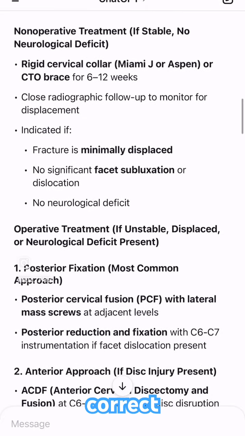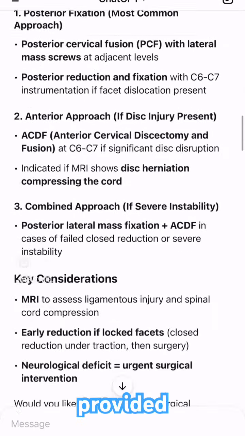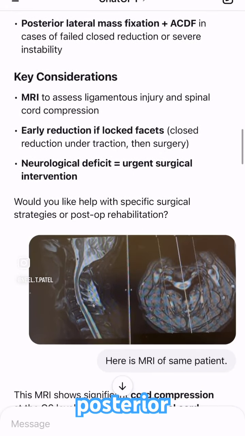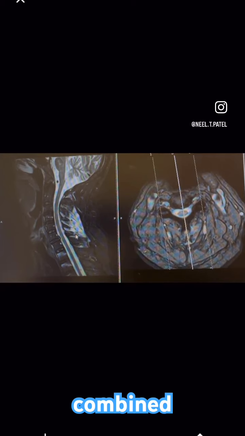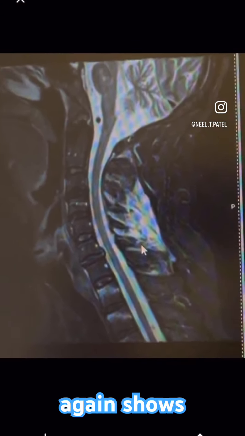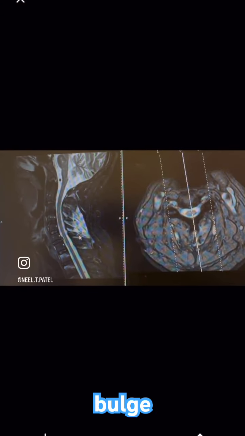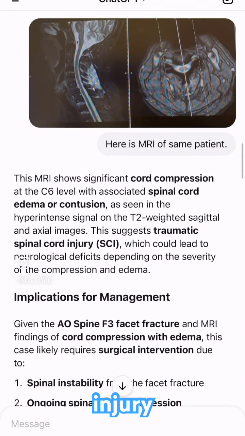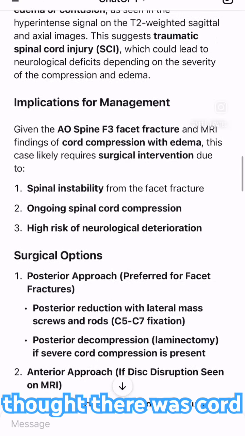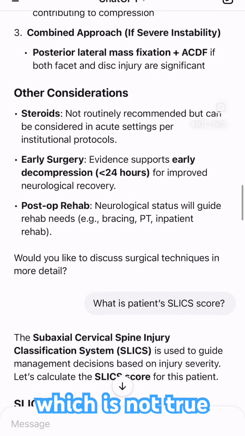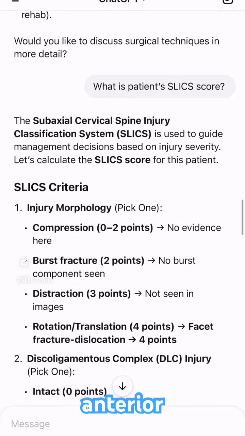It said you're correct, and it provided management including non-operative and operative treatment, which included posterior, anterior, and combined. It asked for an MRI, so I provided it with an MRI. MRI again shows C6-7 disc bulge, as well as interspinous ligamentous injury. ChatGPT thought there was cord compression and spinal cord edema and traumatic spinal cord injury, which is not true. Options were posterior, anterior, or both.